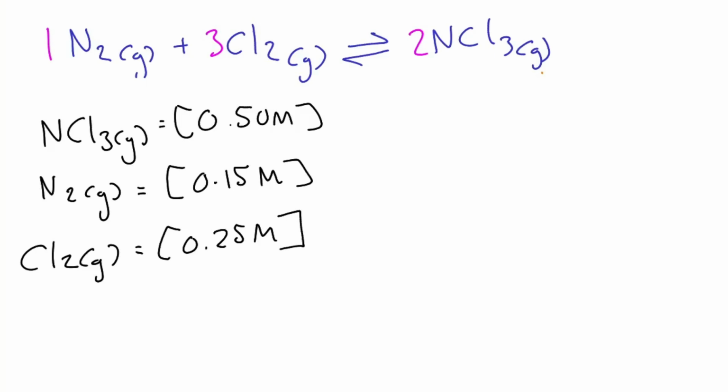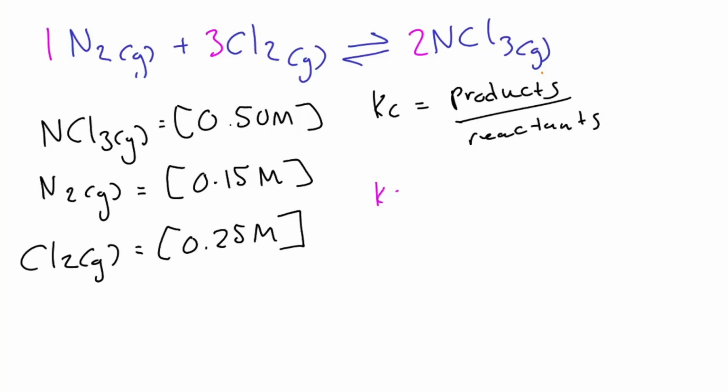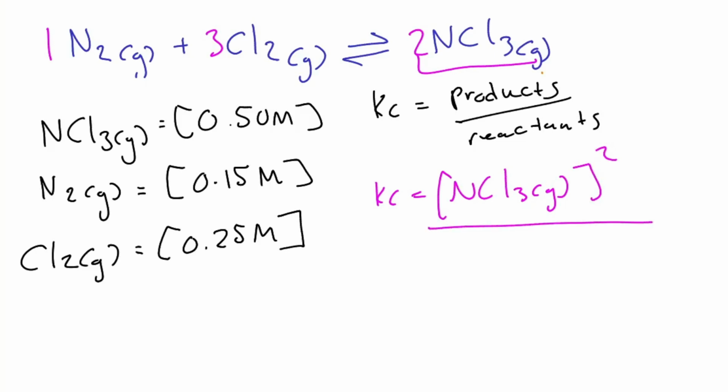So the first step in this case would be to identify what our Kc is equal to. Our Kc in this case is equal to your products over your reactants, right? That's something that you should know. The next thing I want to do is write out what it would equal. My Kc would be equal to my product. My only product is this, so it would be NCl3 gas to the power of 2, as remember, there are 2 moles in front of it. And it would all be over the values of my reactants over here.